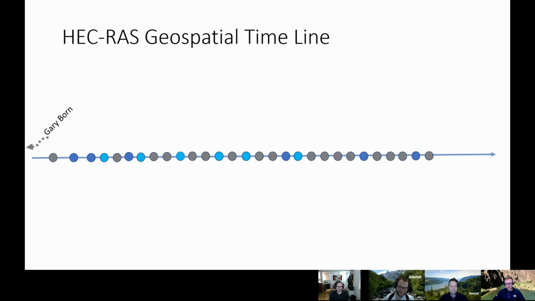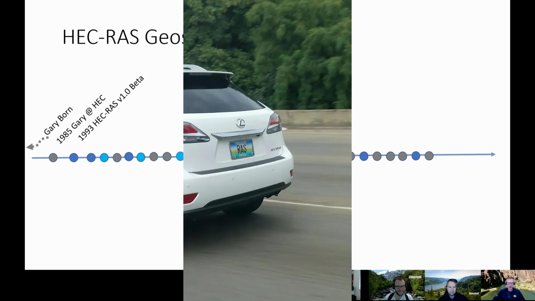But eventually, he found his way out to Davis, California, at HEC in 1985, and he worked on hydrology and some other things, and eventually he worked on river hydraulics and became the RAS guy. So someday I'm going to get him a license plate, and it's going to say RAS Man. He's going to put it on the back of his car.